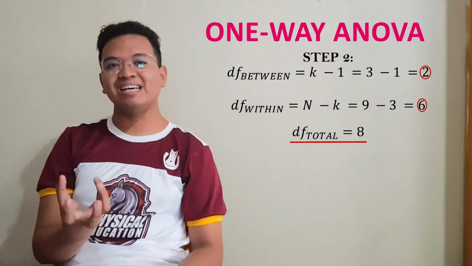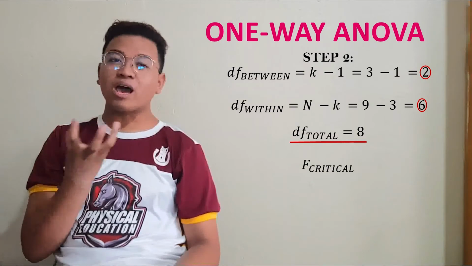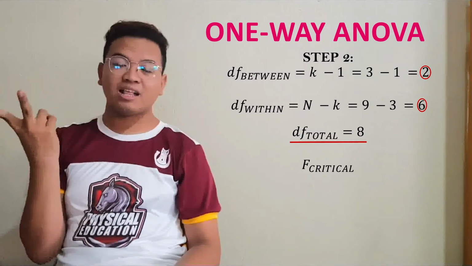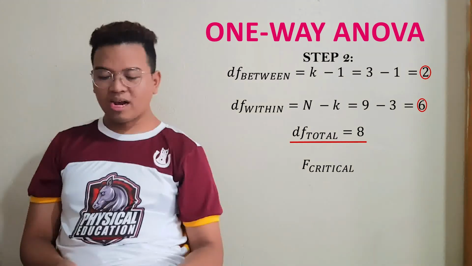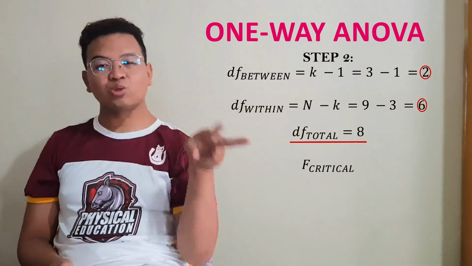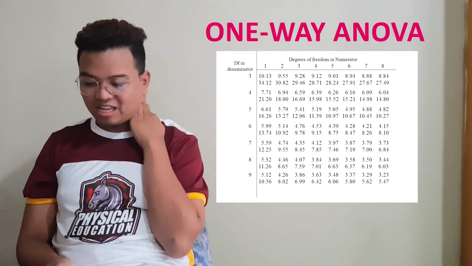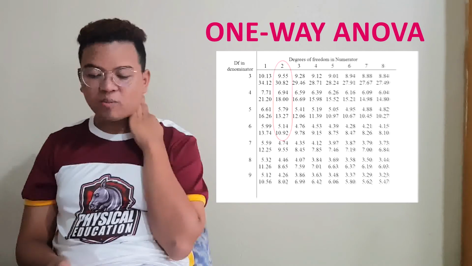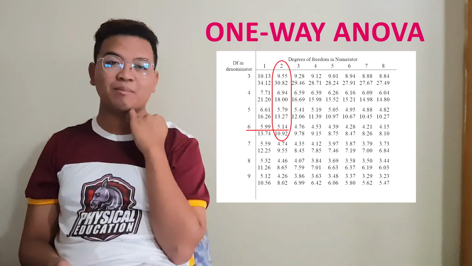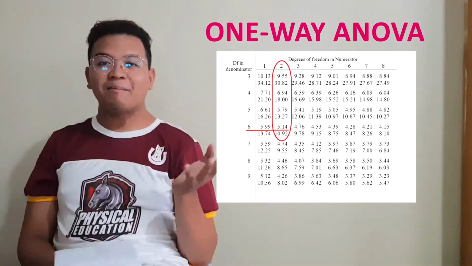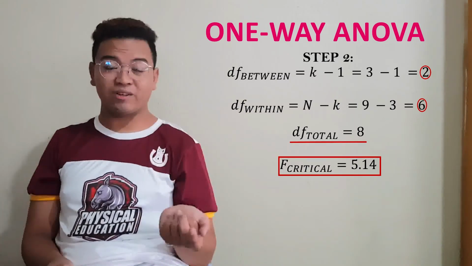And next step is, dito na natin i-discuss yung F critical. So paano natin ba makuha yung F critical? F critical, meron tayong kailangan na dalawa, which is yung degrees of freedom within and between. So nakuha natin yung 2 and 6, which is the two key values. Yung degrees of freedom between is i-base natin siya sa numerator, and the degrees of freedom within is 6, which is the denominator. So kung titingnan niyo sa table, makakuha tayo ng 5.14. So F critical natin is 5.14.